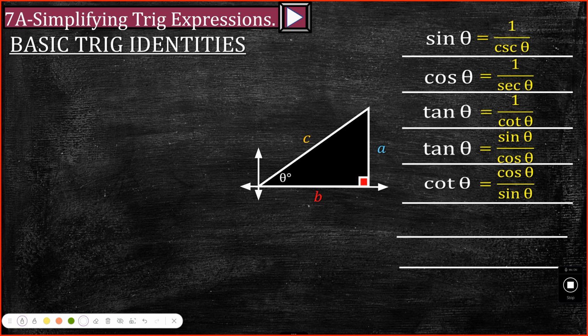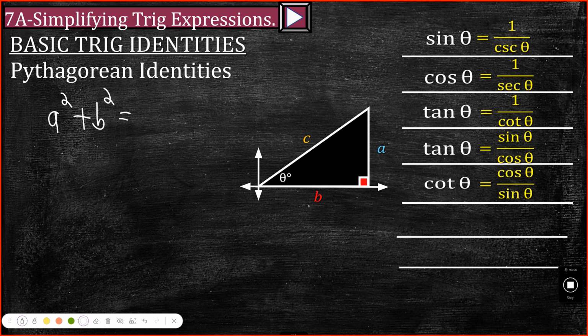And the last kind of identities that are basic trig identities you should know are the Pythagorean identities. You guys know the Pythagorean theorem. How does it go? A squared plus B squared equals C squared. And then I'm going to do some things here. See, trigonometry is a blending of geometry with algebra, so I'm just going to play around with some algebra here.